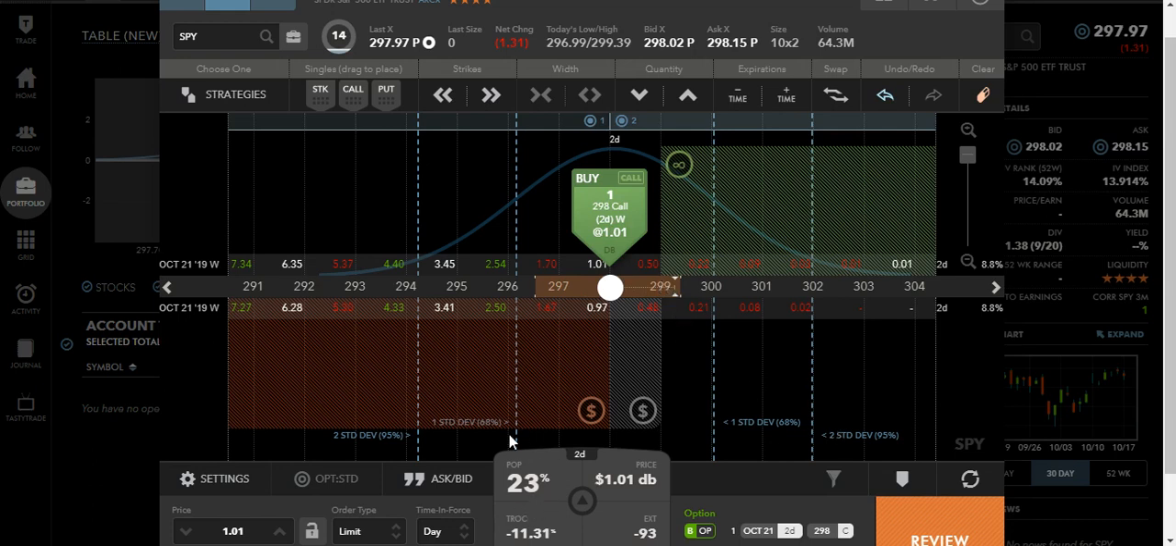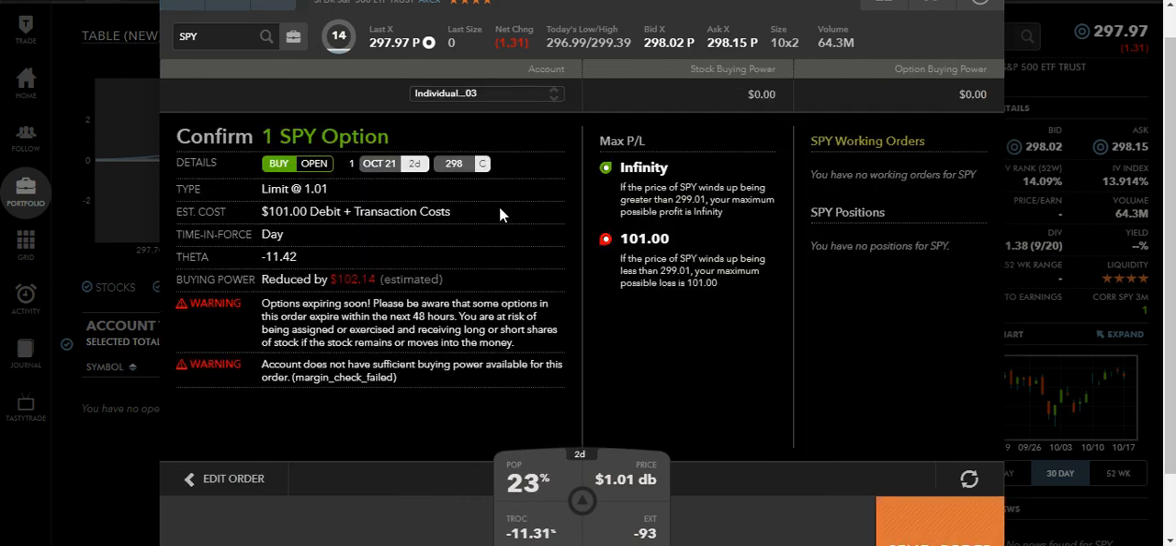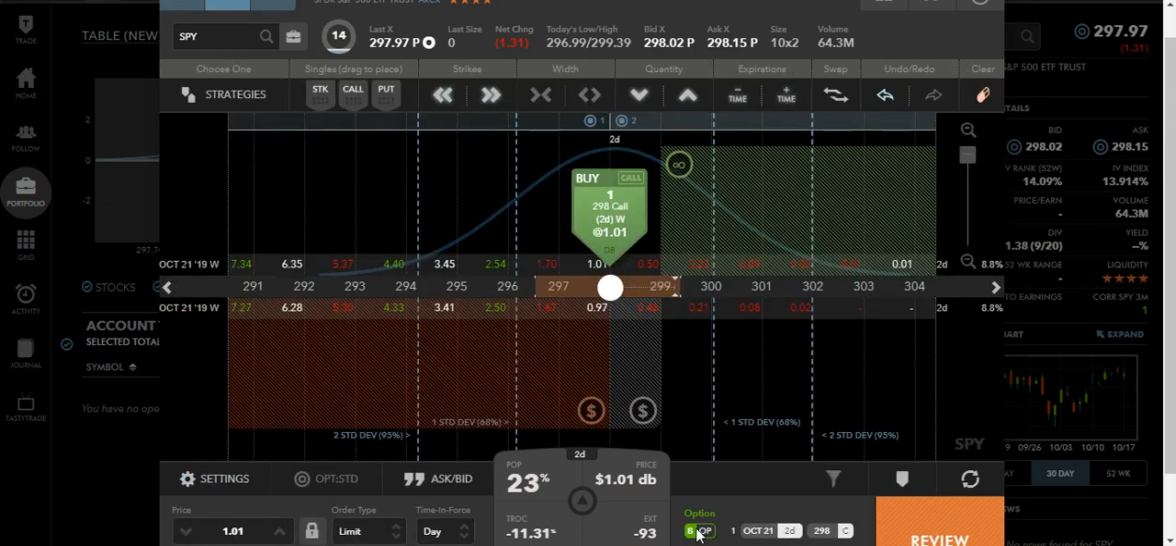As you can see, the probability of profit on this options trade is 23%, which isn't good at all. And it would cost us $102 in buying power in order to purchase this option. And you have a 77% chance of losing your money.